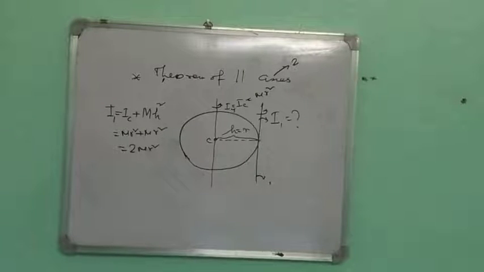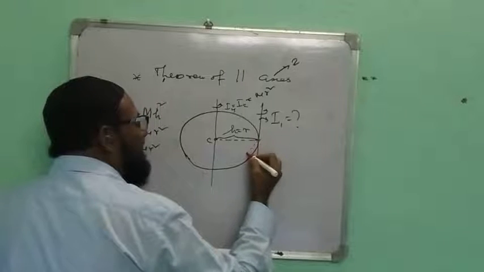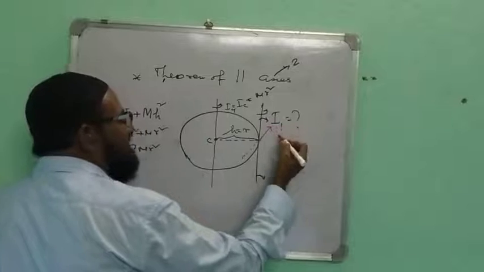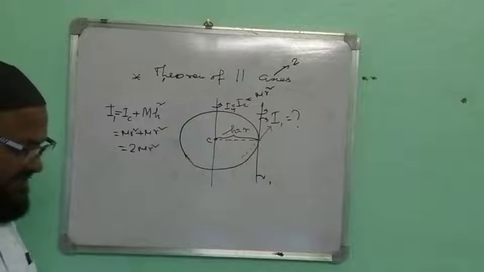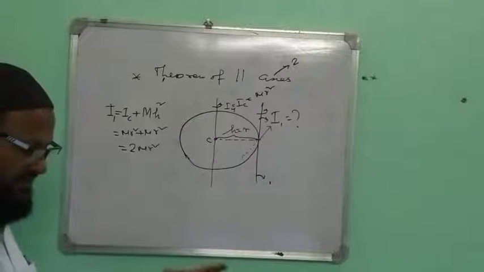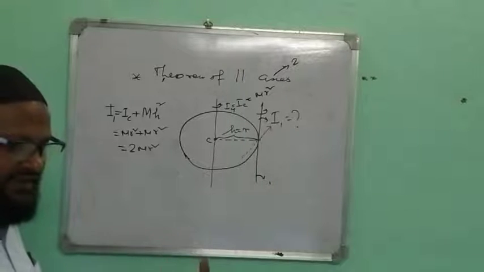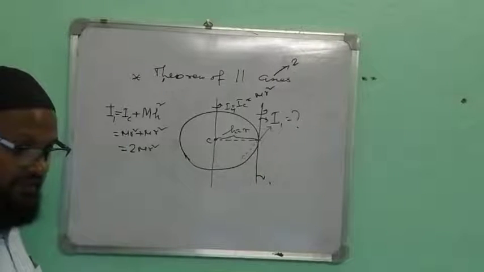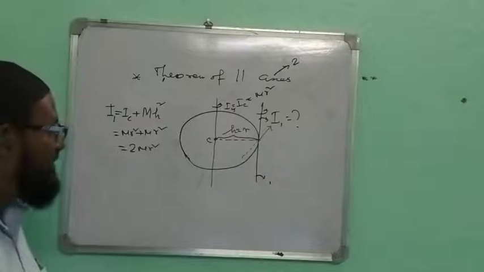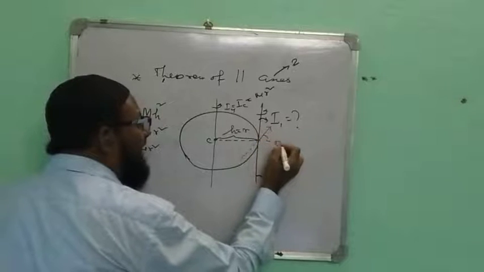Clear? Now, in this case, this is another tangent. I am drawing it like this. Here is the ring. This is the tangent in the plane of the ring. Here is the ring, and this tangent is not in the plane of the ring. This tangent is in the plane perpendicular to the plane of the ring. Now calculate this I2.